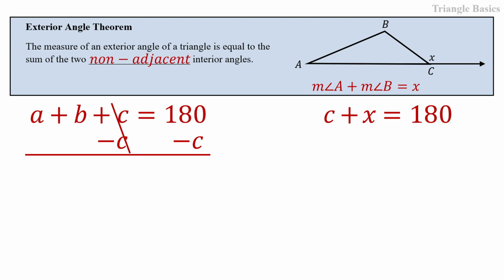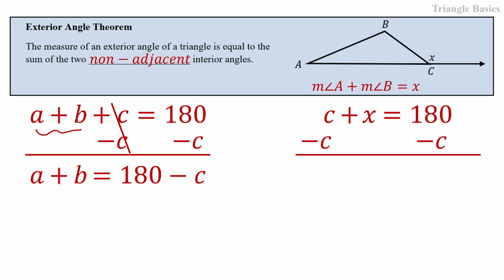And what am I left with? I'm left with A plus B is equal to 180 minus C. Now if I do the same thing on the right side, and I subtract C from both sides, the C's will cancel. And what am I left with? I'm left with X by itself is equal to 180 minus C.